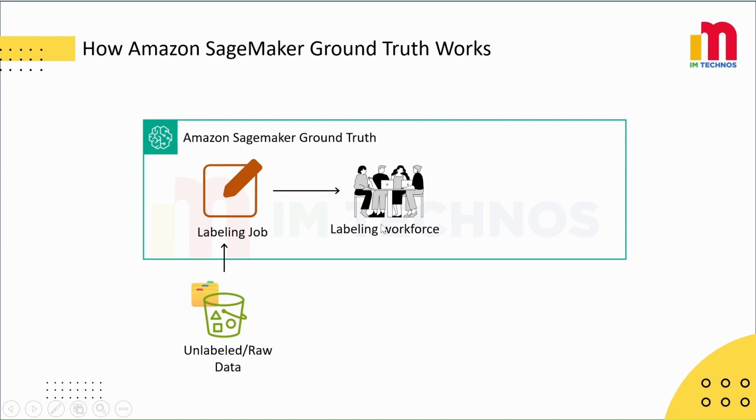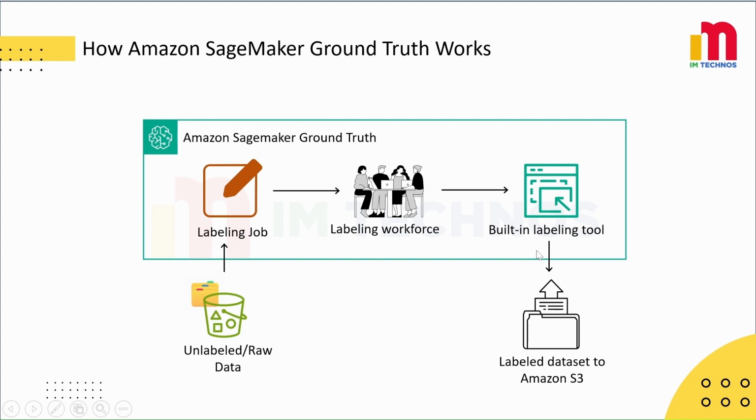Once the workforce is selected, the labelers start labeling the data using built-in labeling tools provided by Amazon SageMaker Ground Truth. For example, they can classify images, draw bounding boxes, or annotate text depending on the task. Finally, once the labeling is complete, the labeled dataset is saved back to Amazon S3. This labeled data can then be used to train machine learning models in Amazon SageMaker. So in simple terms, SageMaker Ground Truth helps automate and manage the entire data labeling workflow for machine learning.